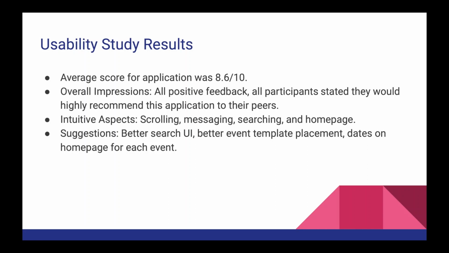Dates on the homepage for each event. So on the homepage, there's no event dates, which doesn't necessarily tell the user when the event is going to happen. So having those on the homepage would make it more helpful for them to figure out where everything was at. And yeah, that's everything for our usability study.